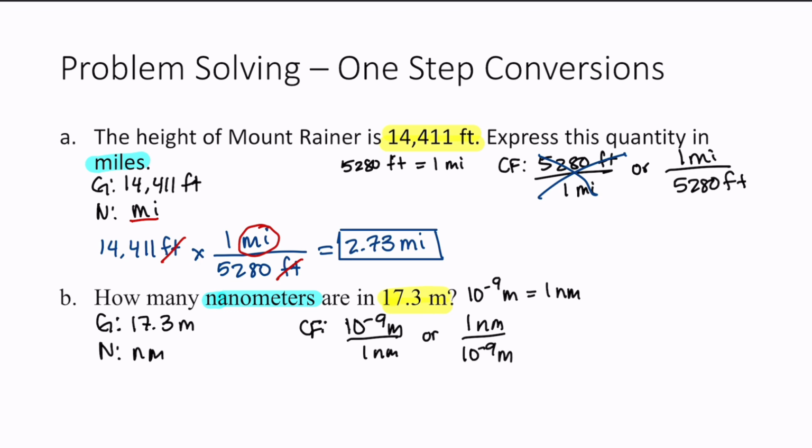I'm going to start with my given. I have 17.3 meters, which means I have to have meters on the bottom, and that tells me I can't use the first conversion factor I wrote. I have to use the second. So we will have 1 nanometer over 10 to the negative 9 meters. So just like I did above, I'm going to multiply everything across the top and divide it by everything across the bottom. And when I do that, I get 1.73 times 10 to the 10 nanometers.